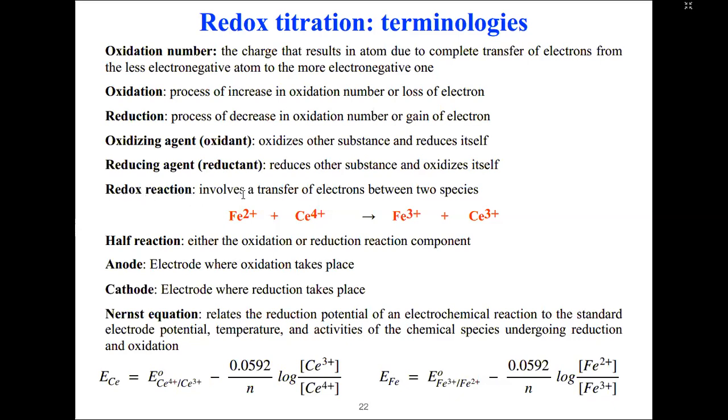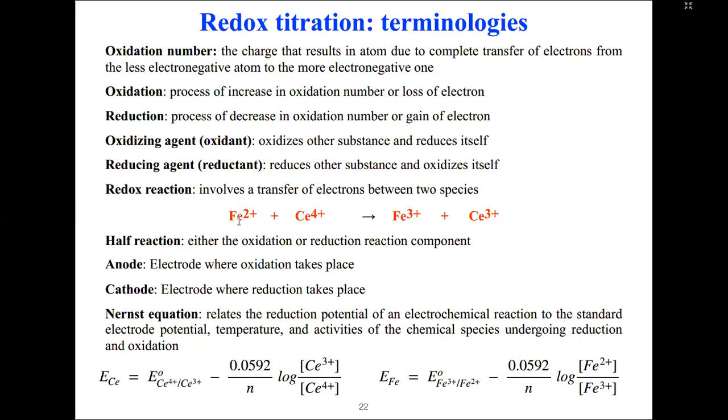So a redox reaction involves the transfer of electrons between two species. In the given reaction, the two species are iron 2 plus and cerium 4 plus. These are the two species, okay? And there is an electron transfer between these species. One of them will donate the electron and the other one will accept that electron, okay?